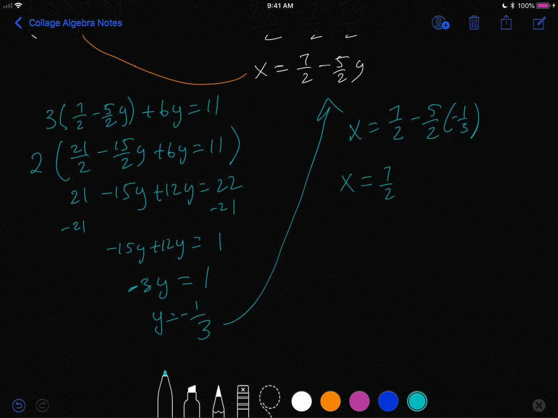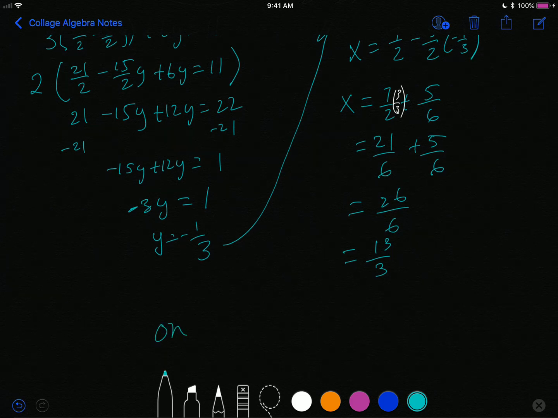x is equal to 7 over 2 plus 5 over 6. And add fractions, and you get a common denominator. So I multiply this by 3 over 3. That's 21 over 6, sorry, plus 5 over 6. And that is 26 over 6. I can divide by 2. That's 13 over 3.